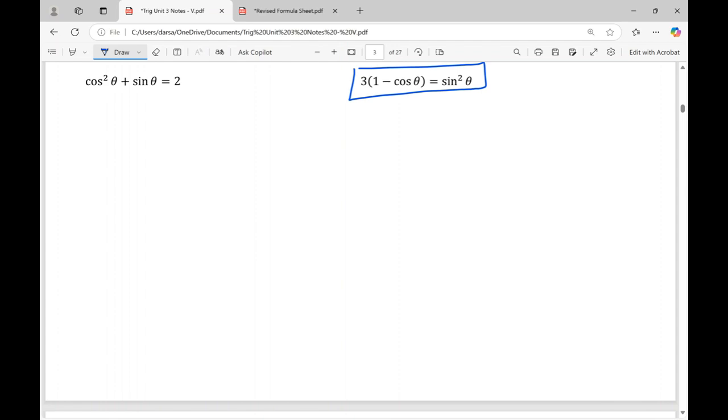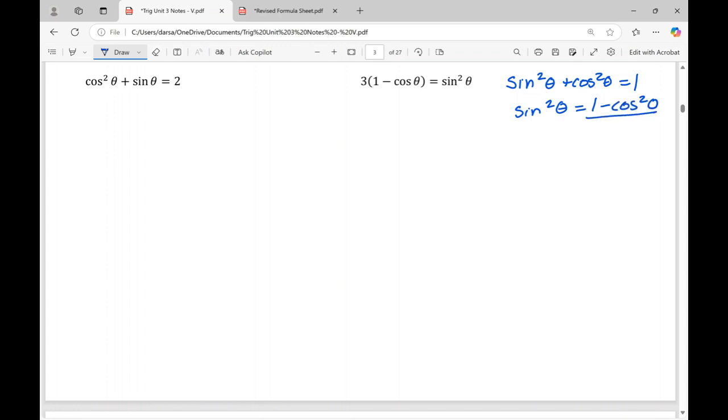Notice again, we have cosine with a sine squared. You have to have either all sines or all cosines in order to do this question. It would be tempting to try to change this cosine because it's a 1 minus cosine. But remember, Pythagorean identity is 1 minus cosine squared. So let's go back and look at our Pythagorean identity. Sine squared plus cosine squared is equal to 1. If we subtract cosine squared from both sides, we get that sine squared is equal to 1 minus cosine squared. We can then take this 1 minus cosine squared and substitute it in for this sine squared, and that will give us a completely different equation.